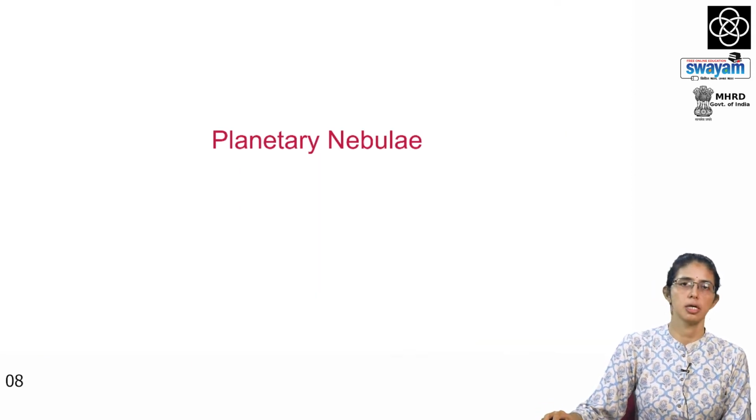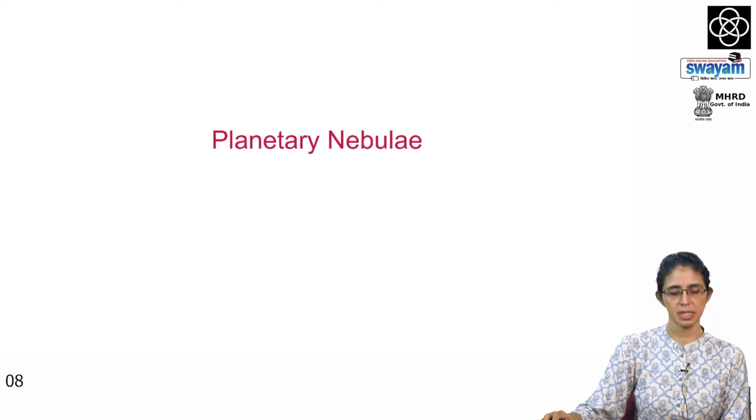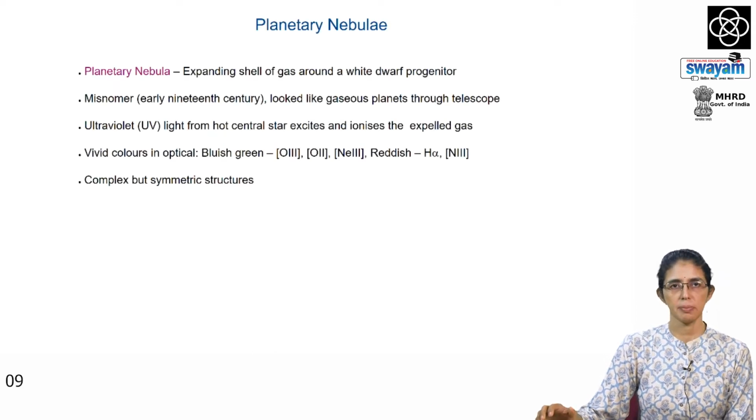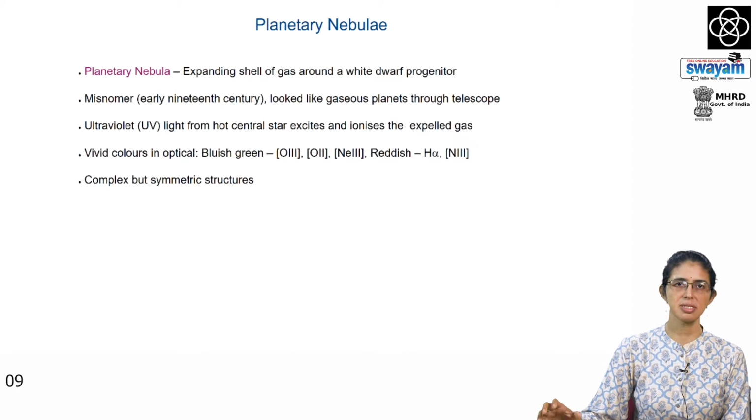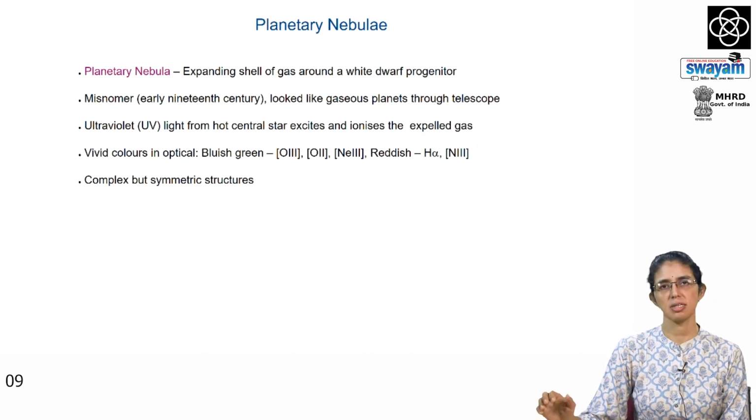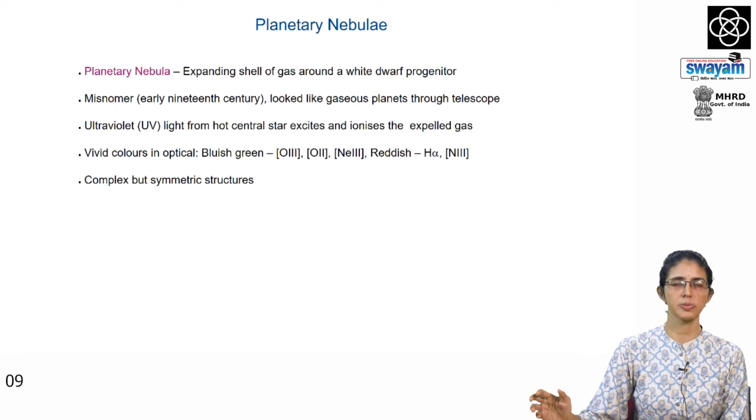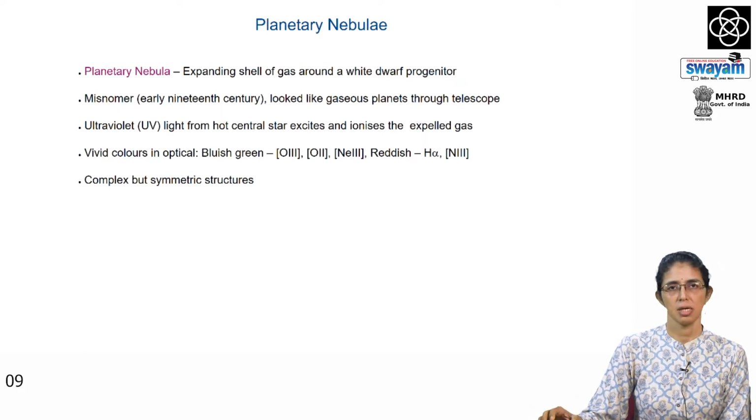We next move on to understanding planetary nebulae. So, what are planetary nebulae? These are expanding shells of gas around a white dwarf progenitor. This name is a misnomer because although they are not associated with planets, they are called planetary nebulae because when first observed by telescopes, it was thought that they resembled gaseous planets. Planetary nebulae emit in ultraviolet. This is because these represent the outer envelopes of the star, which are ionized as well as excited by the ultraviolet radiation received from the white dwarf stars.